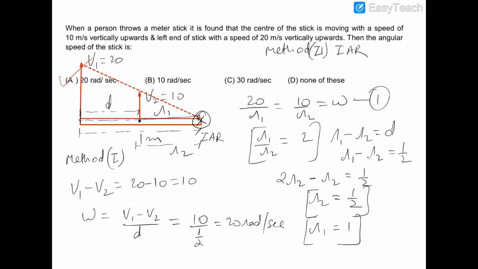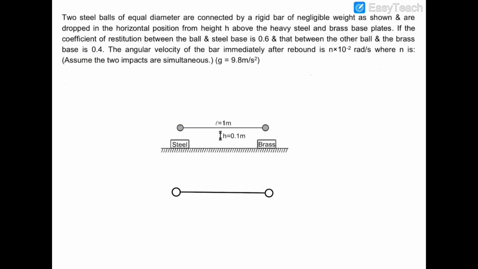Now let's move on to the next question. In this question you can see that there is a rod connecting two balls, and this system is released horizontally from a height of 0.1 meter. These balls strike the steel and brass surfaces at the same time, and they rebound. The coefficient of restitution of the steel base is 0.6 and for the brass base is 0.4. We have to find the angular velocity of the system just after the rebound.